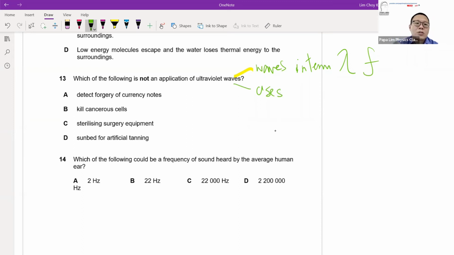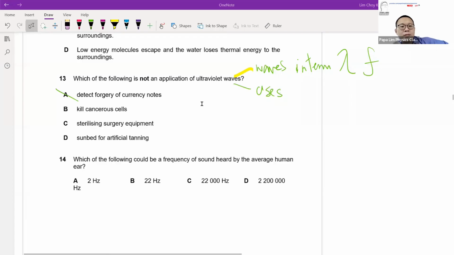Now, application of ultraviolet. What's the purpose? Detect fluorescence in currency, okay, confirmed. Then after that, kill cancer cells. Definitely not ultraviolet. The ultraviolet wave's frequency, or the energy we're looking out for, is slightly lower, so it is considered weak, too weak to kill any cancerous cell. So the most popular answer is B already.